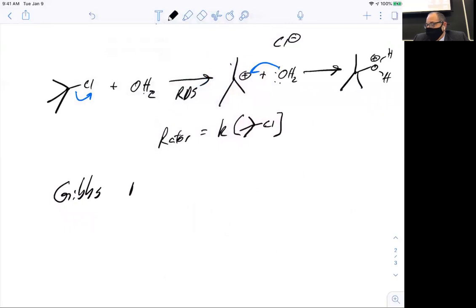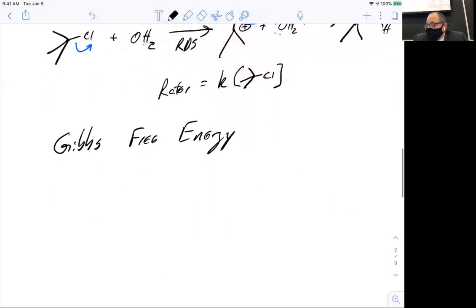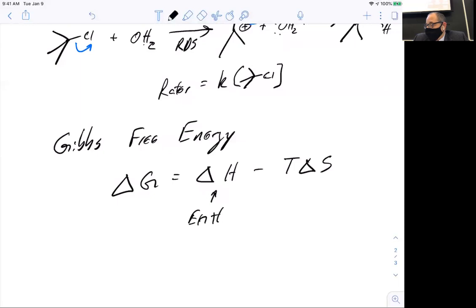Let's talk about Gibbs free energy a little bit more. So again, delta G equals delta H minus T delta S. And we talked a little bit about enthalpy, right? So delta H is enthalpy, delta S is entropy.